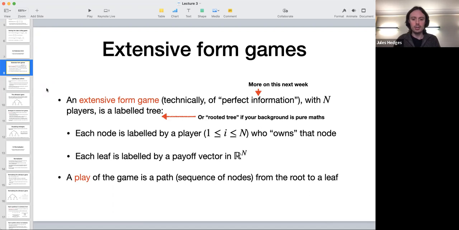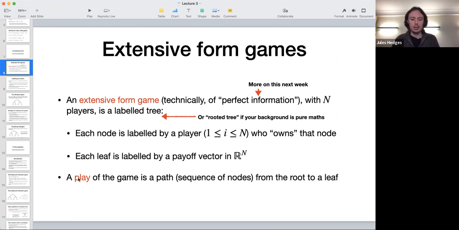Each node is going to be labeled by one of the players, and that player is going to own that node, which means that when the game is in the state represented by that node, the owning player is the one that chooses what happens. And then each leaf is going to be labeled by a payoff vector, that is to say a payoff for every player.